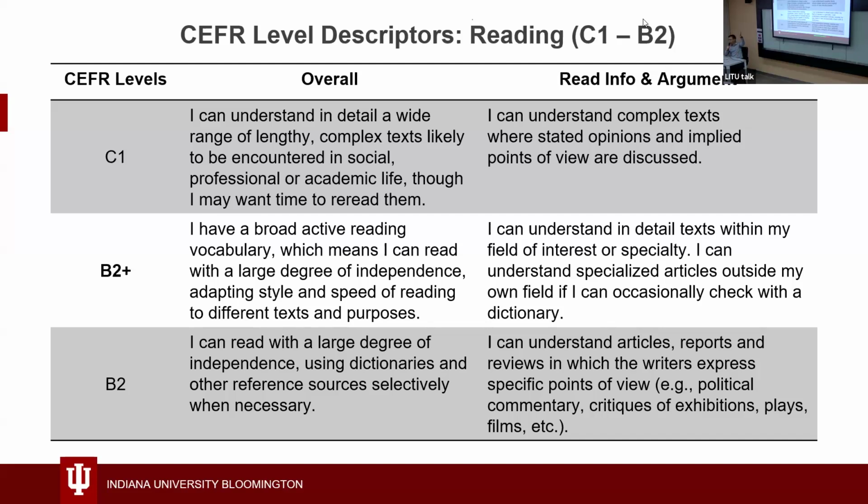So you can understand those texts pretty well if you are B2 plus, right? But if you have to read articles outside your field or interest, then you need a dictionary. That's B2. If you don't need a dictionary, C1. Okay, so that's how you make the distinction between C1 and B2 plus.